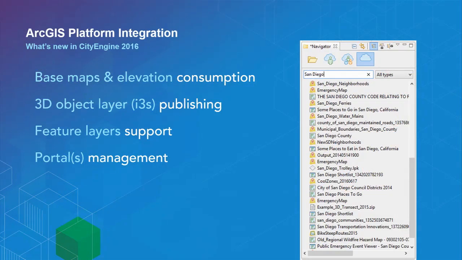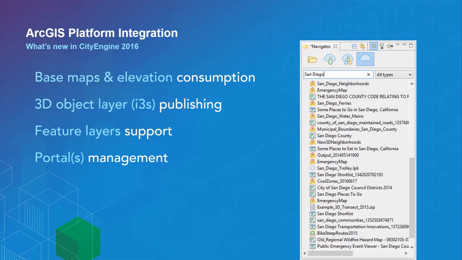Okay, so ArcGIS platform integration was the first new thing for CityEngine. The ability to pull in these base maps and elevation, consume them, and use them in CityEngine as your terrain and imagery. Being able to do object layer publishing, so taking that scene layer package, the 3D content you created, producing a scene package, pushing it up to ArcGIS Online or Portal, and producing 3D content that you can consume in the web. Feature layer support, so being able to pull a feature service of polygons in and be able to import those, use those as parcels or footprints.